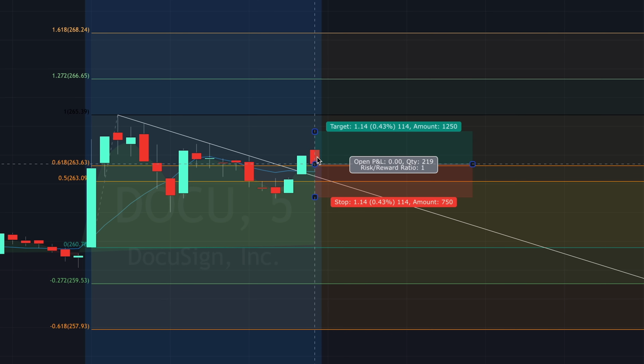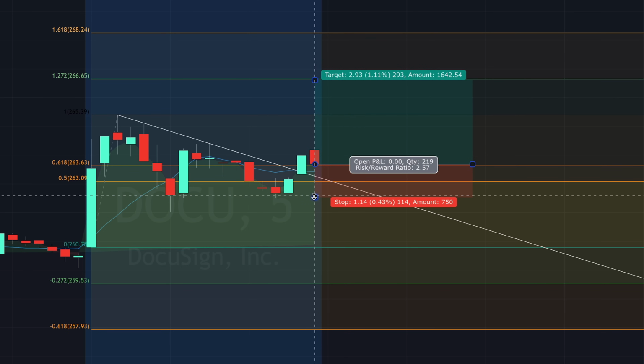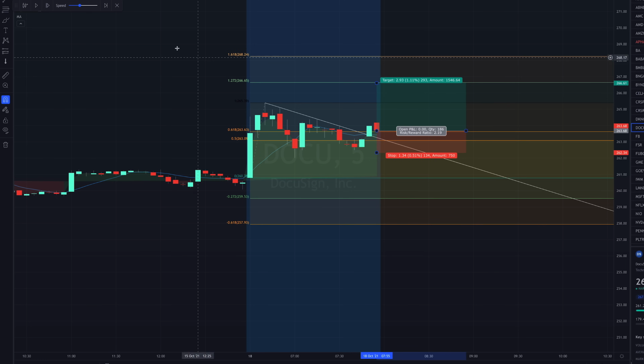So our first take profit would be the 1.272 level, and our stop loss I want to put just below these recent lows. If the stock isn't moving how I'm expecting it to, we can cut the trade there for a small loss. This gives us a 2.19 to 1 risk reward ratio. Let's see how this would play out.